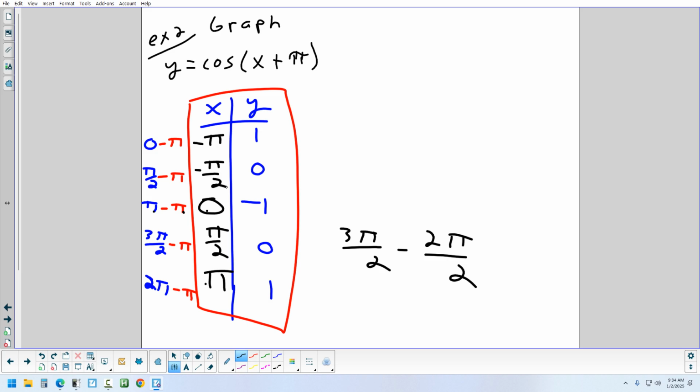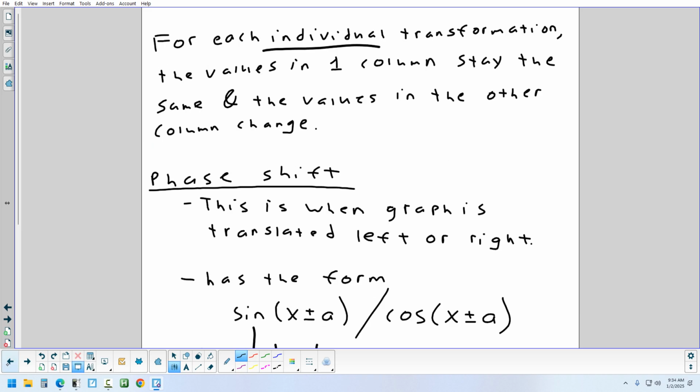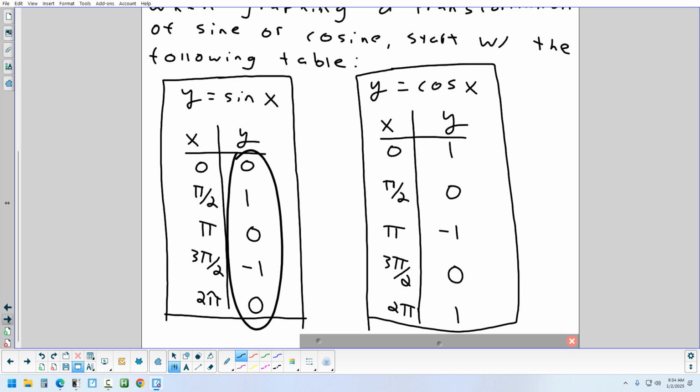On the y-axis, how do you know the numbers? So those come from the original table that I gave earlier. There are 2 original tables. That's from the cosine table, right there.